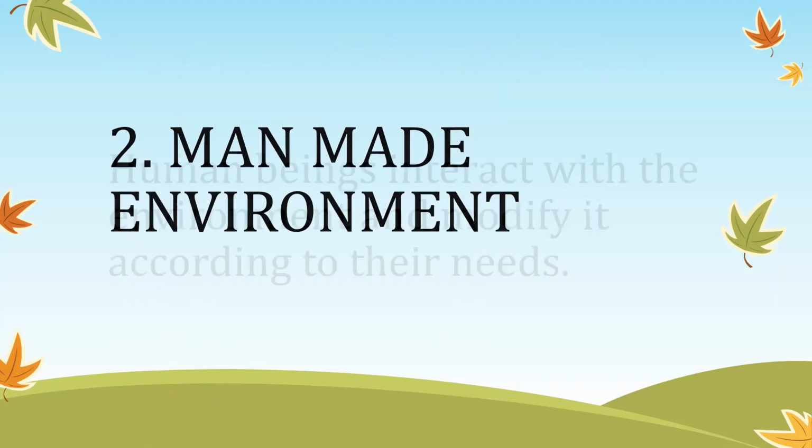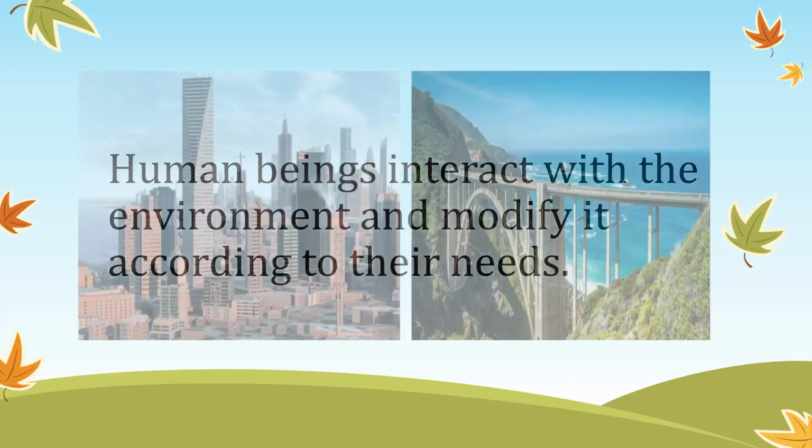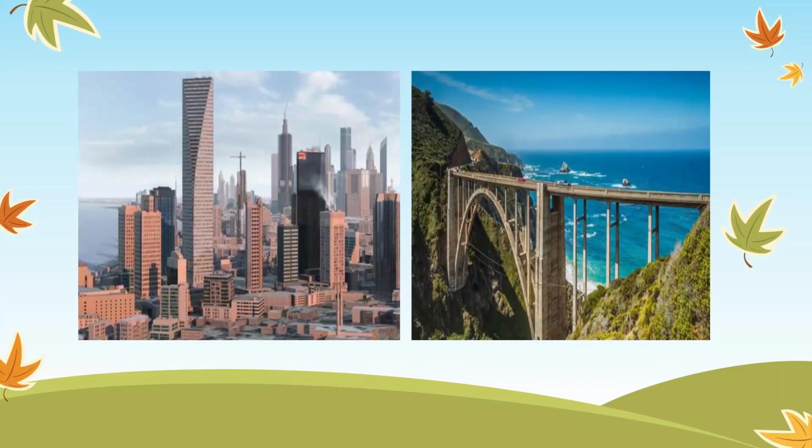Now second type of environment, man-made environment. So human beings interact with the environment and modify it according to their needs. So this environment is made by humans to fulfill their needs using their technology. Some examples are buildings, bridges, vehicles, everything.